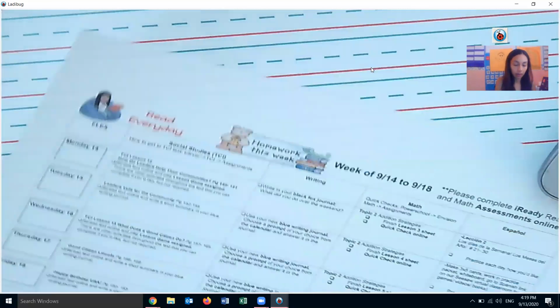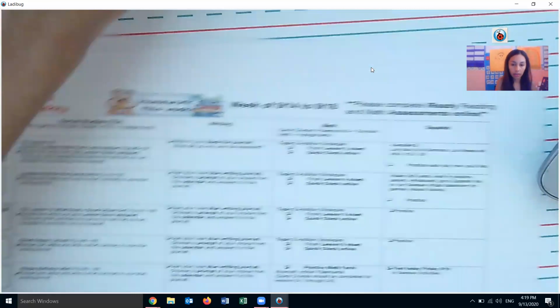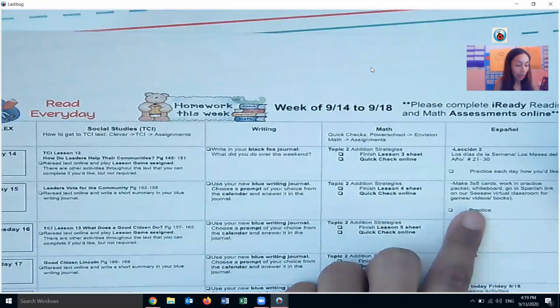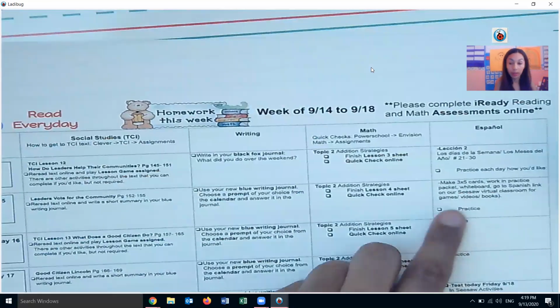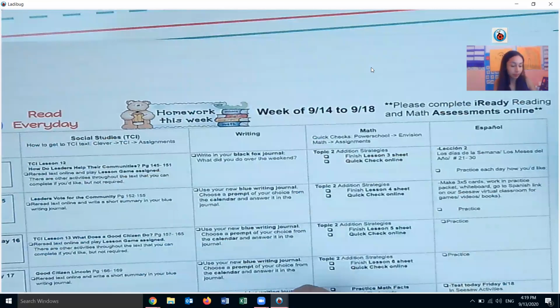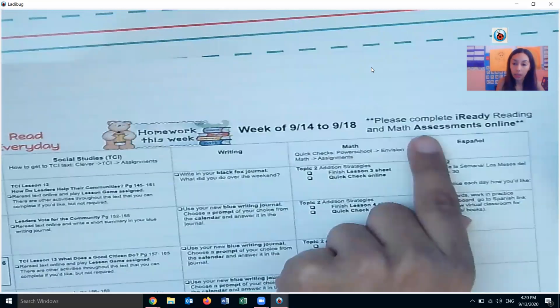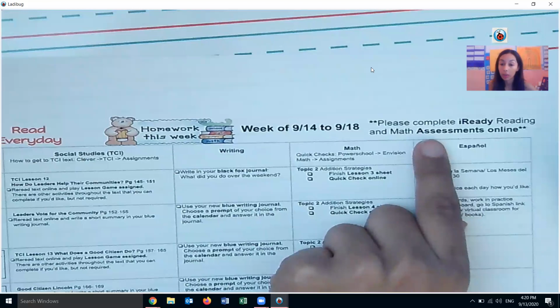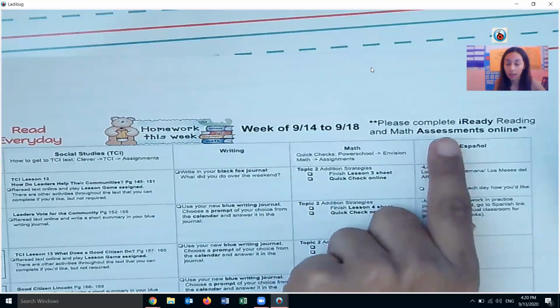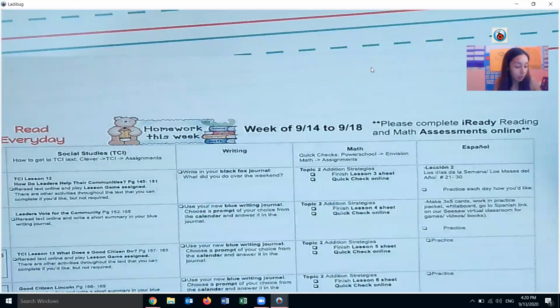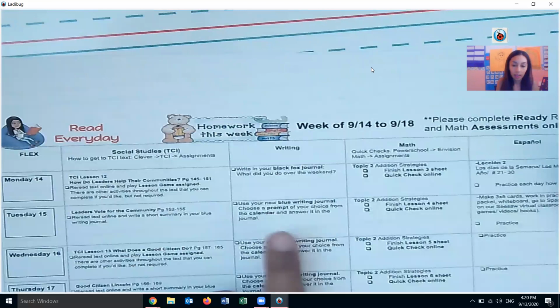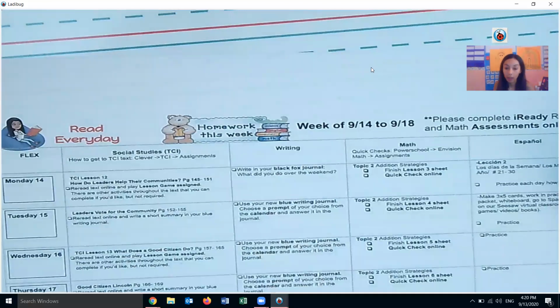So let me go here to share what the rest of the pieces are. So we did our math. Remember, for Español to practice however you choose. Our test will be this Friday, so you'll want to be ready for that. Remember, if you haven't already, please complete iReady reading and math assessments online. Please take your time, do your very, very best on this. We do use that data to help us. So math, Spanish, iReady.